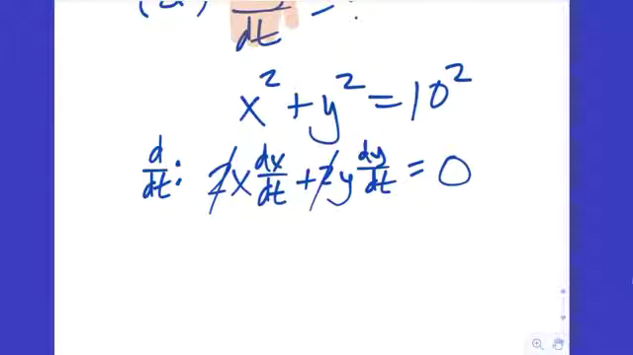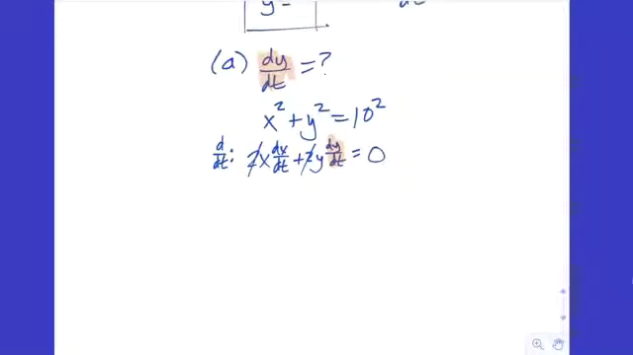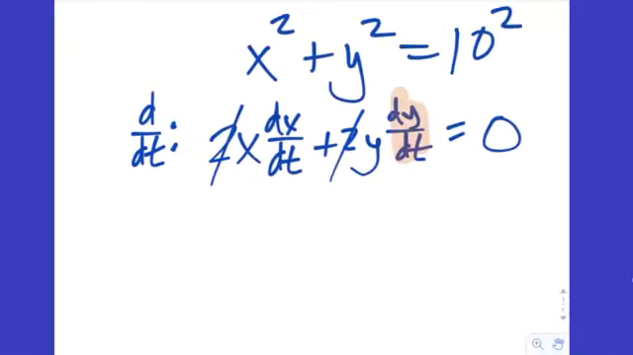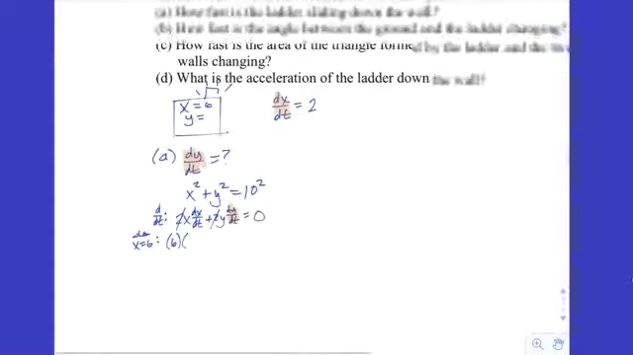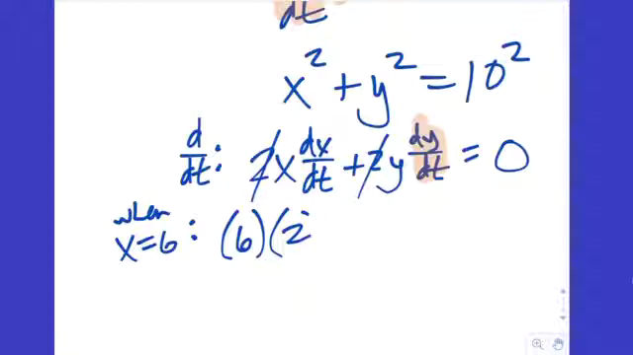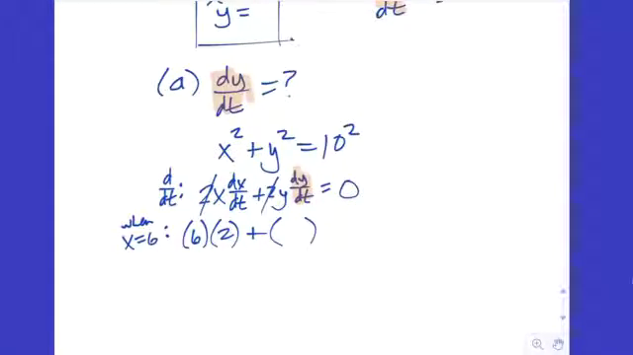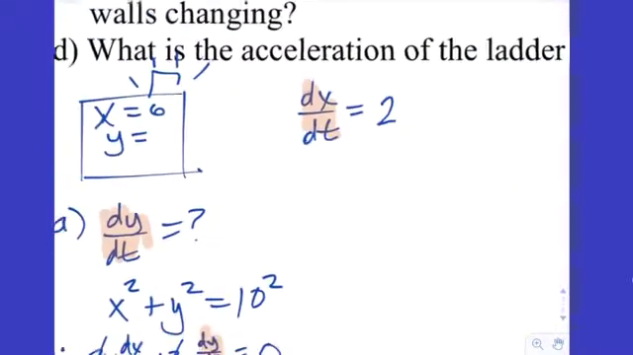But there you go. You have 4 unknowns. It's not a requirement to solve for dy dt before you plug in. You could plug in and then solve. So that's what I think we're going to do. All right, let's go for it. We'll say when x equals 6, we plug in and we get 6 times dx dt, which is positive 2, plus y. Oh boy. Okay, we don't know what y is. We can find it though, yeah?